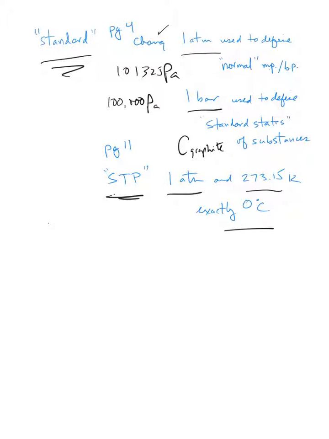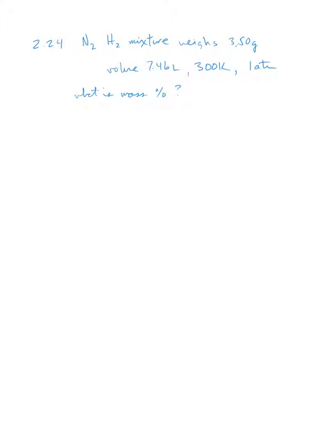Let's take a look at a couple of the questions. Here I have a mixture of nitrogen and hydrogen that in total weigh 3.5 grams. The volume is given at 7.46 liters, the temperature is 300 K, and the pressure is 1 atmosphere. What's the mass percent of each of the contributors to this mixture? Well, given this information, it seems clear to me that I'm going to want to find out how many moles of gas I have and then use that information to derive the mass of each.